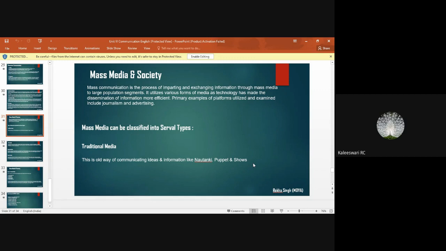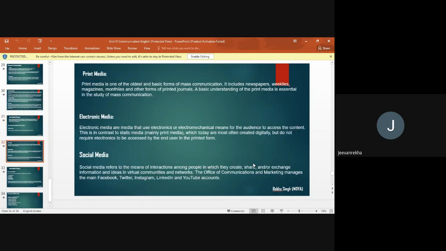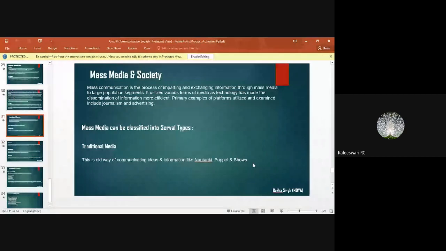Yes, ma'am. Nautanki, natural natak. Some people are playing the role and all. That is Nautanki. Print media, like drama, ma'am. In modern words, like drama. And in typical Hindi, it's Nautanki. Okay, ma'am. So, print media.